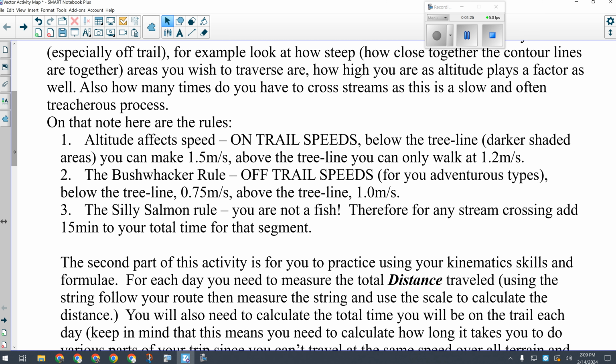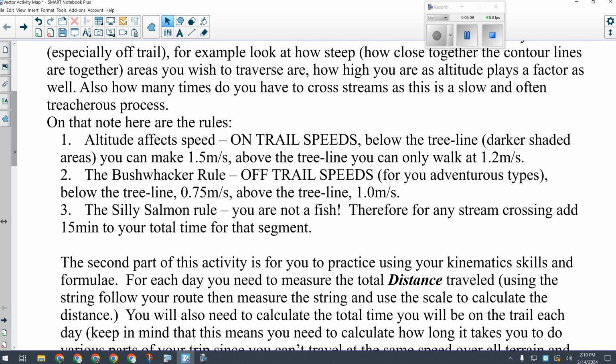So below the tree line, if you are on a trail, you can walk at 1.5 meters per second. Above the tree line, on the trail, you can only walk at 1.2 meters per second because there's less oxygen up there and you get tired faster, so you can't walk as fast. Make sense? The second rule is the bushwhacker rule. If you are off trail below the tree line, the trees are going to get in your way and you are going to slow down to 0.75 meters per second. If you are above the tree line, off trail, you can walk at 1 meter per second. Does that contradict the first rule?